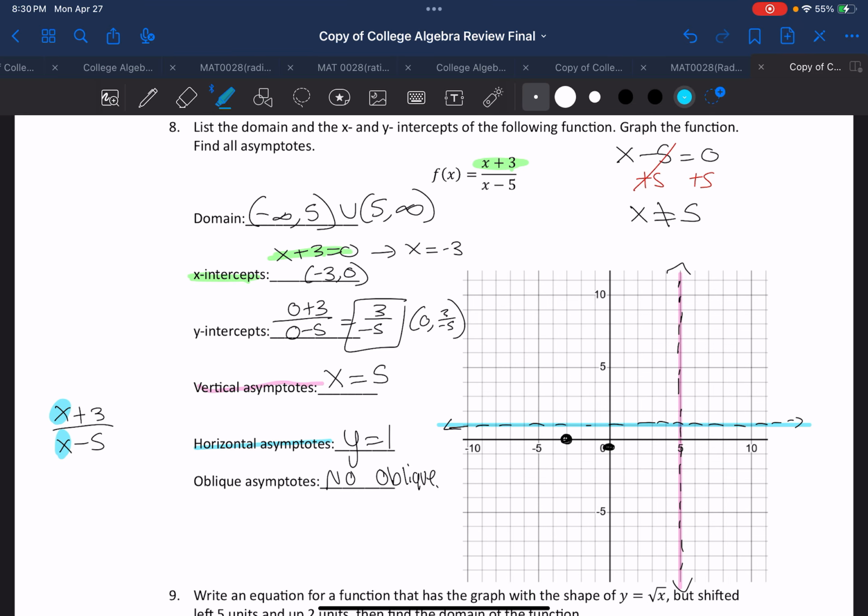And then we already found all the possible x-intercepts. So I know that this side is just going to come down like this, and it'll never cross that vertical asymptote.